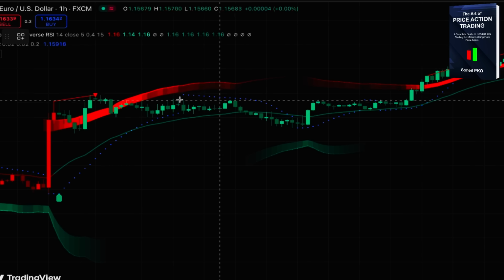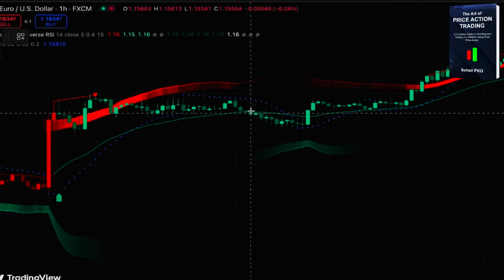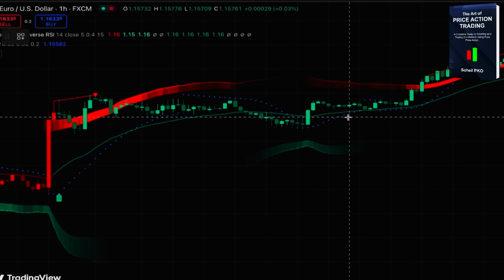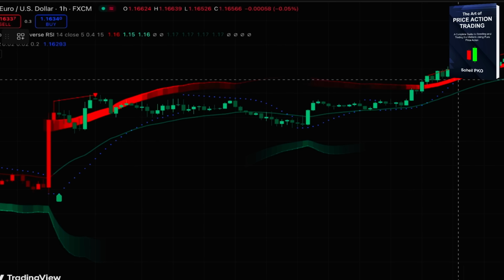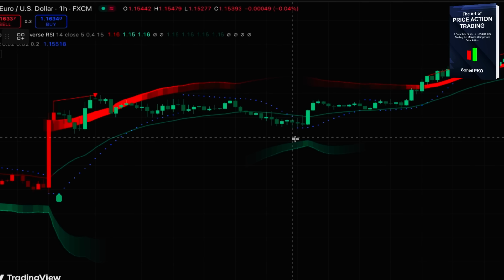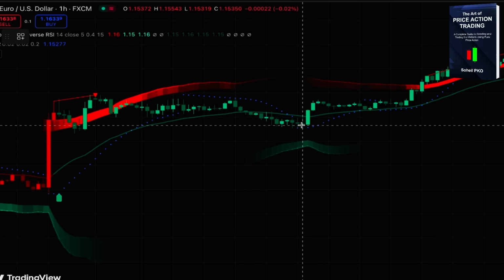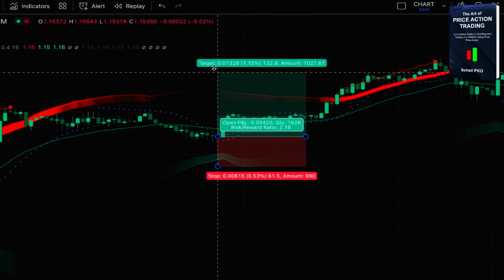When the dots of the parabolic SAR go above the price, it shows declining of the price and probably a pullback, and when the dots go below the price, it tells us that probably the pullback ended and the price is going to advance more. So when we get the first dot below the price, the buy signal is confirmed and we could enter a long position at this point when the new candle opens. And this trade is also a very profitable trade, as you can see.